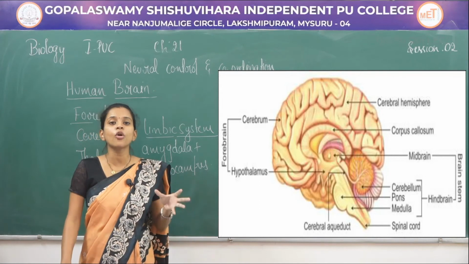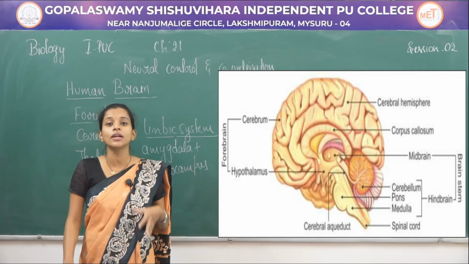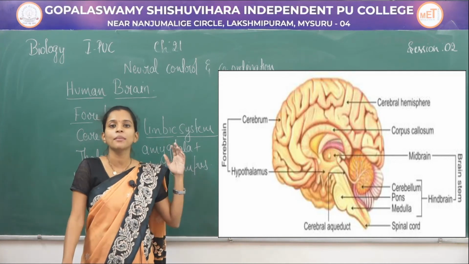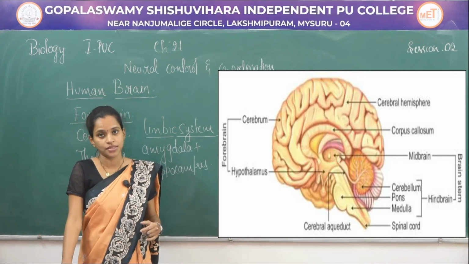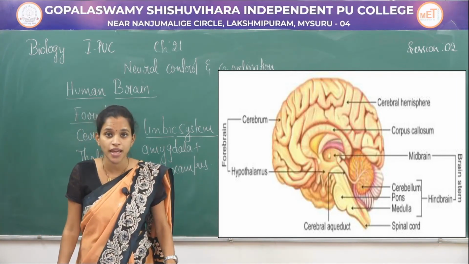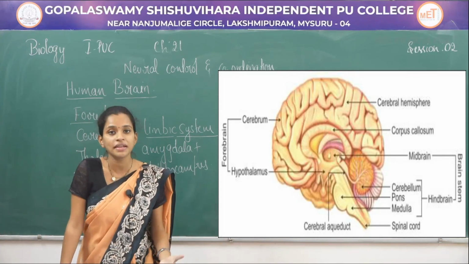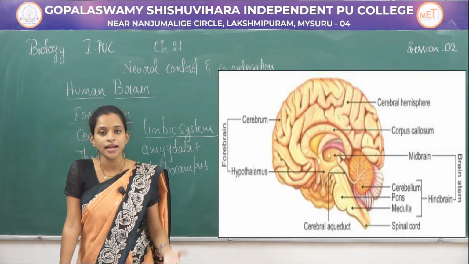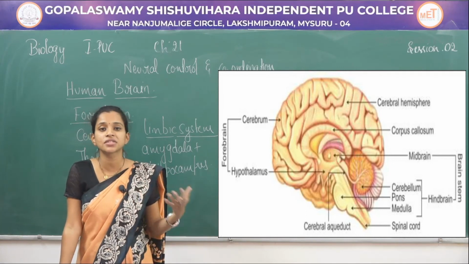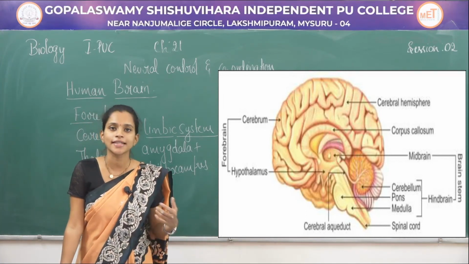Apart from this, the forebrain also contains a system called the limbic system or limbic lobe, which is formed due to the combination of amygdala as well as hippocampus. This amygdala and hippocampus help in regulating sexual behavior. They help in motivating the body as well as the mind. They also lead to depression or control emotions like fear, scare, happiness, etc.